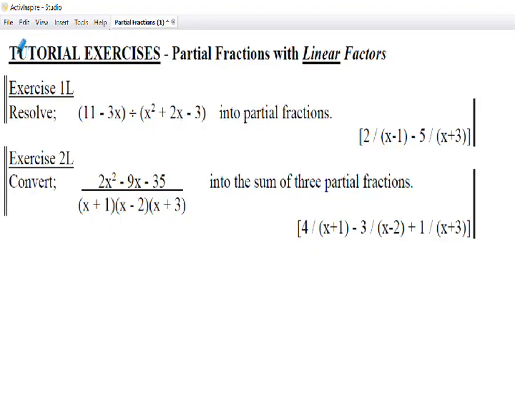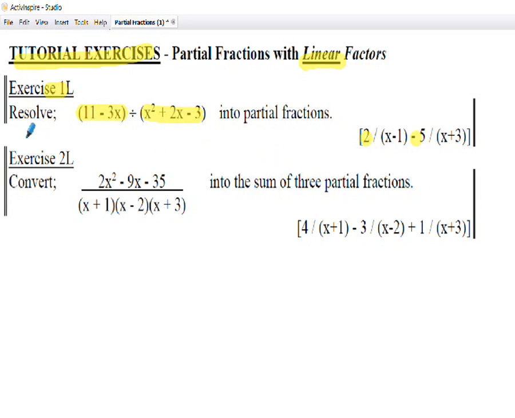Okay, some tutorial exercises here purely on linear factors. Exercise 1, what you've got here is 11 minus 3x divided by x squared plus 2x minus 3. Now that will factorise, I'll let you do the factorisation on it, but you'll end up with two partial fractions, an a over a bracket and a b over another bracket, and the values of a and b you can see will be given here.